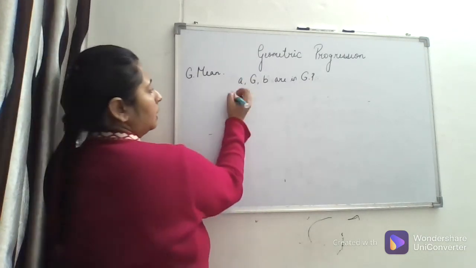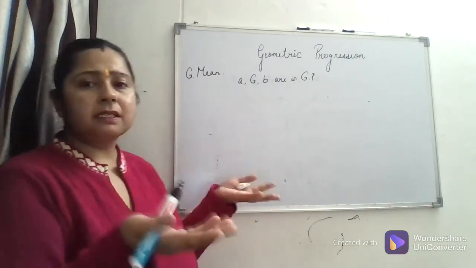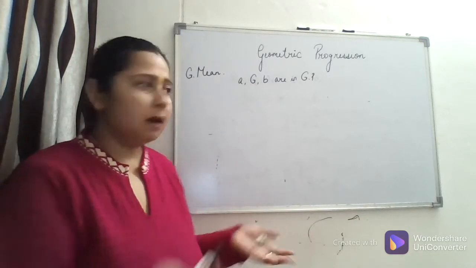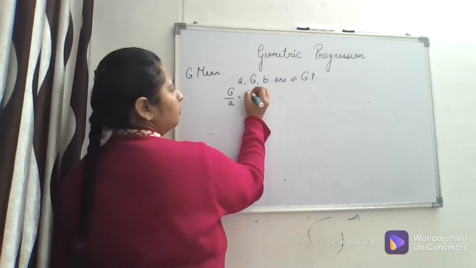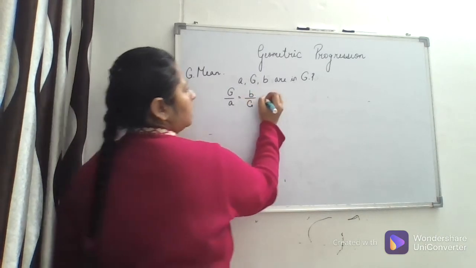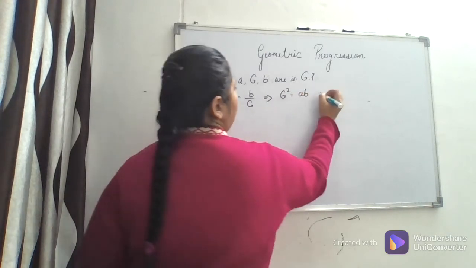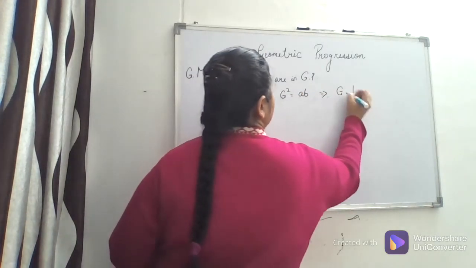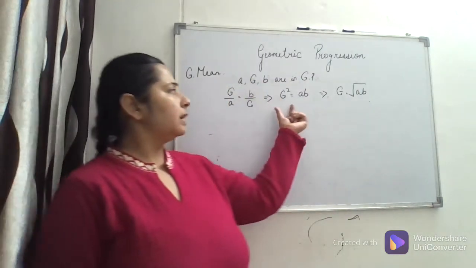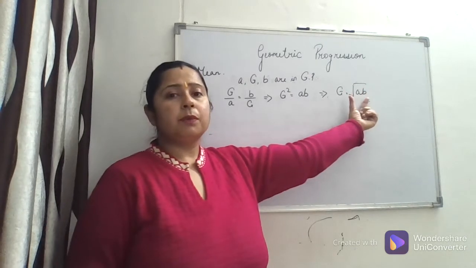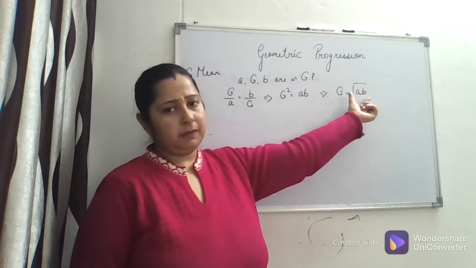Now, G, we know that if the three numbers are in GP, when you divide the next term by the previous term, you get the quotient as R. So, G by A is equal to B by G. This implies G square is equal to AB, and this further implies G is square root of AB. From here I get geometric mean as square root of product of your two numbers, that is AB.